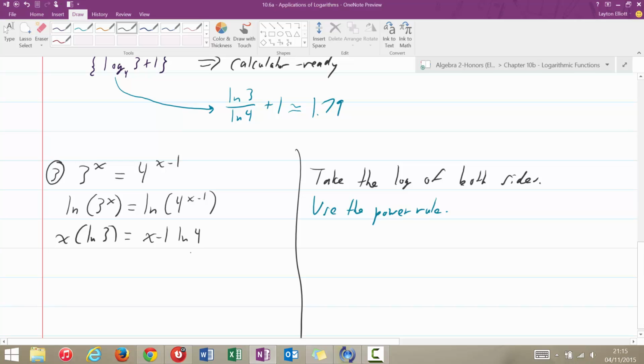Now there's something very wrong here with how I wrote that. I need to put the x minus 1 in parentheses, and I'm just going to put the ln of 4 in parentheses too, just so you can see that's how it should be. So watch your parentheses.